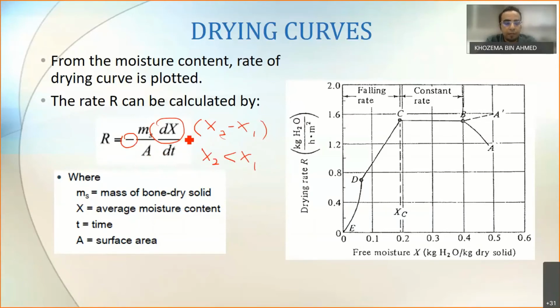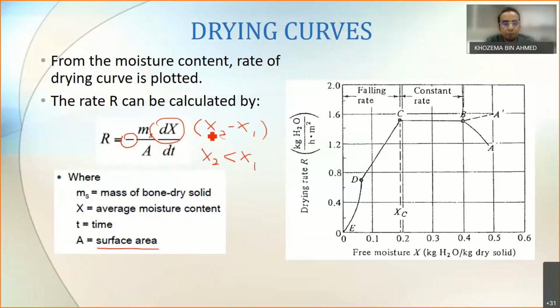So negative Ms, where Ms is your mass of bone dry solid, meaning there is no moisture in your solid. A is the surface area of the drying process, or the drying area. dx is the difference in moisture content, and dt here is the change in time.